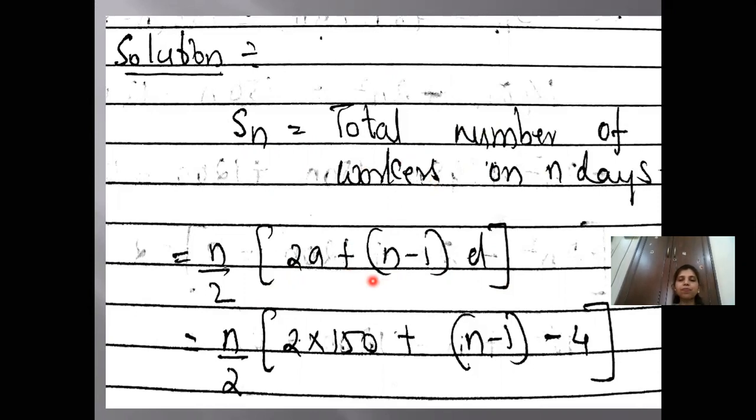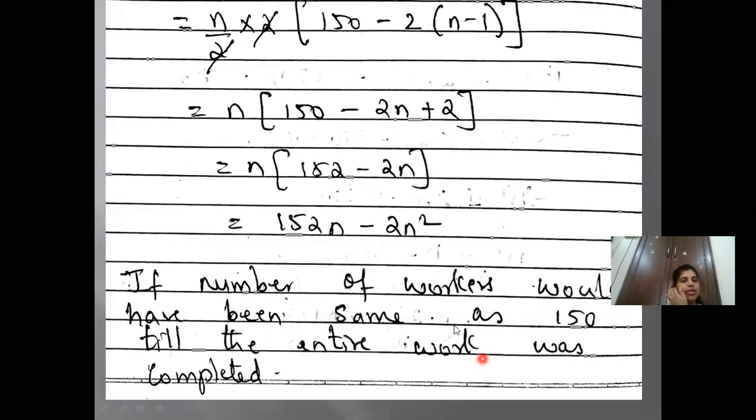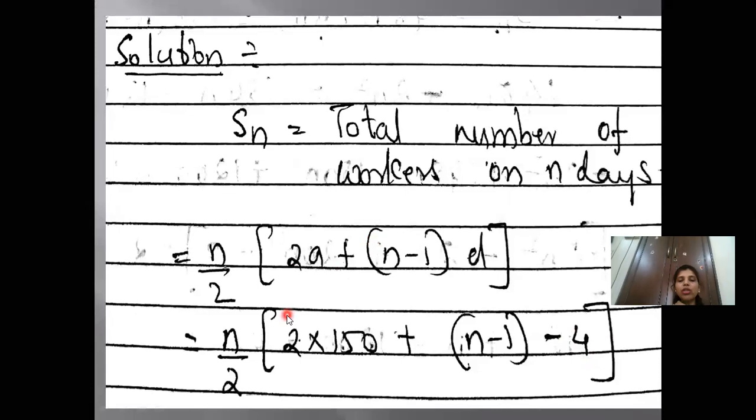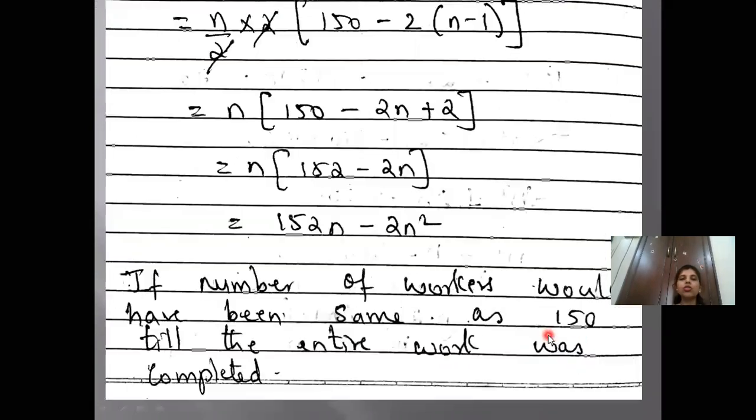And for that, n upon 2 bracket 2a plus n minus 1 d. So a is 150, and that is how we calculate, using the value of d as minus 4 in Sn. Here also I have pulled 2 common, because you can see these terms 2 into 150 and n minus 1 into minus 4. Here also 2 is common, so I'll pull that 2 out. 2 gets cancelled.